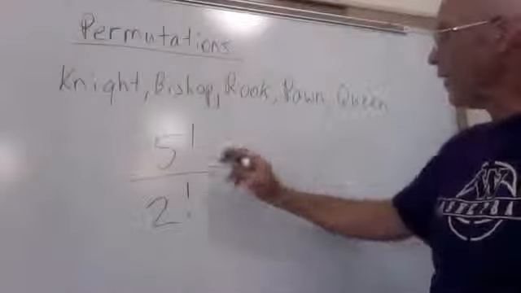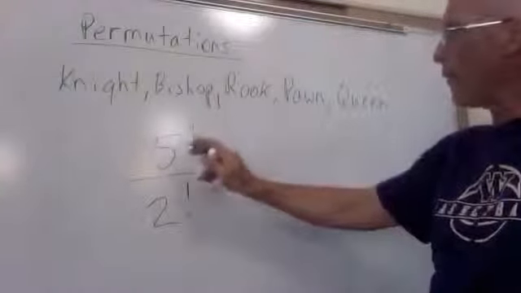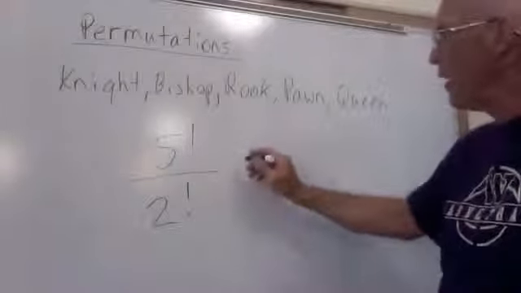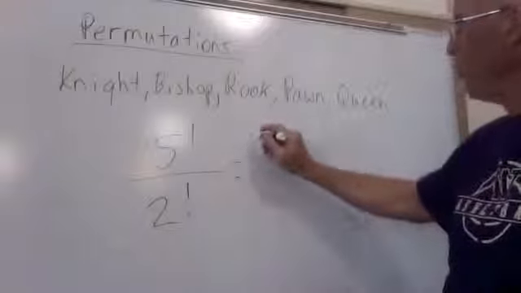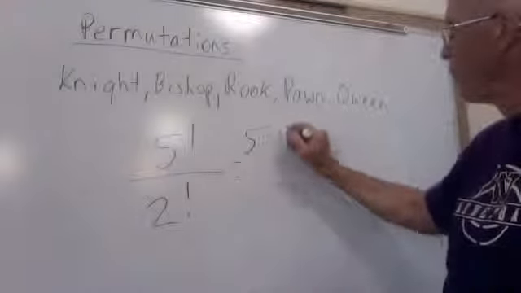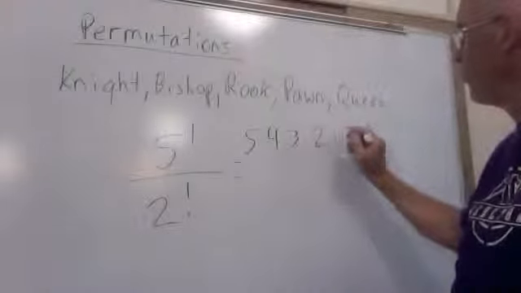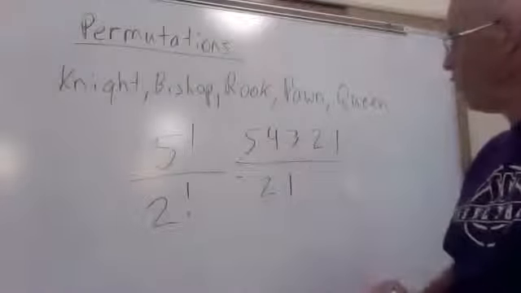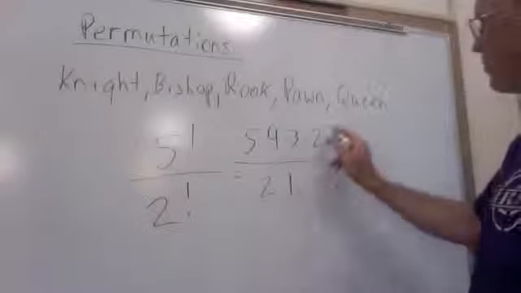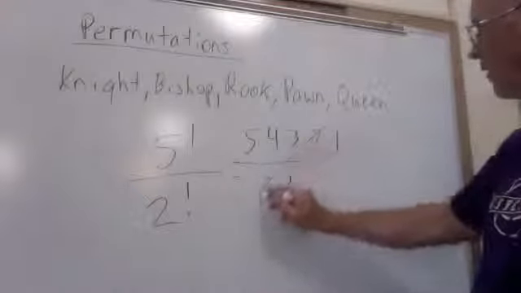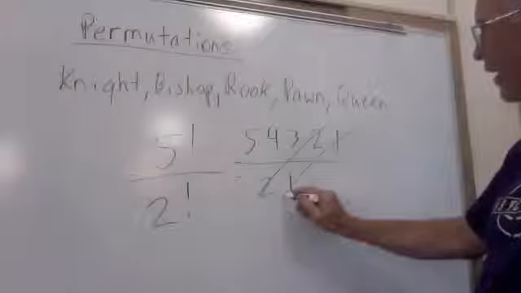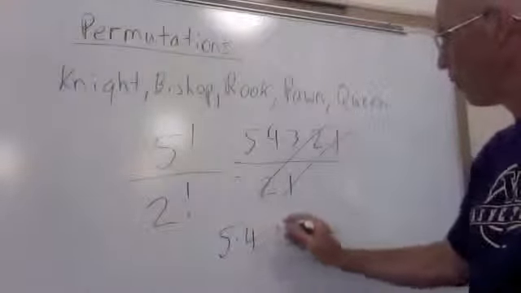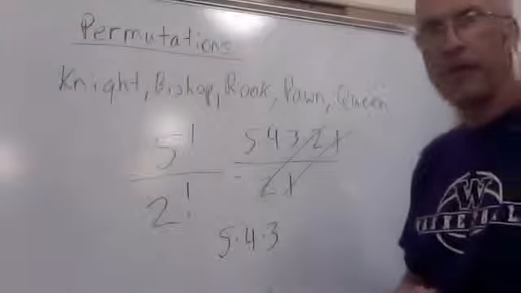If I write this out, it becomes a little simpler to solve. Rather than going 5 times 4 times 3 times 2 times 1 divided by 2 times 1, you're going to be able to simplify this a little bit because it's 5 times 4 times 3 times 2 times 1 over 2 times 1. And maybe you can see now that you can cancel this. That's going to cancel that. That's going to cancel that. And I'm really left up above with 5 times 4 times 3.